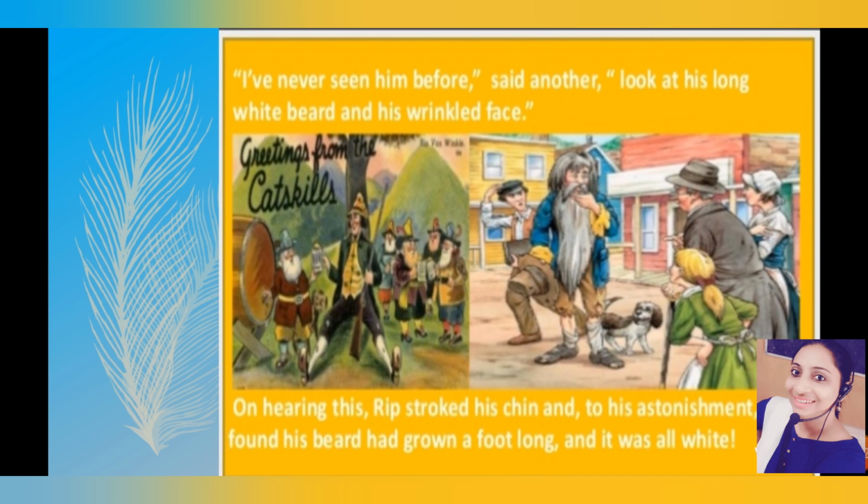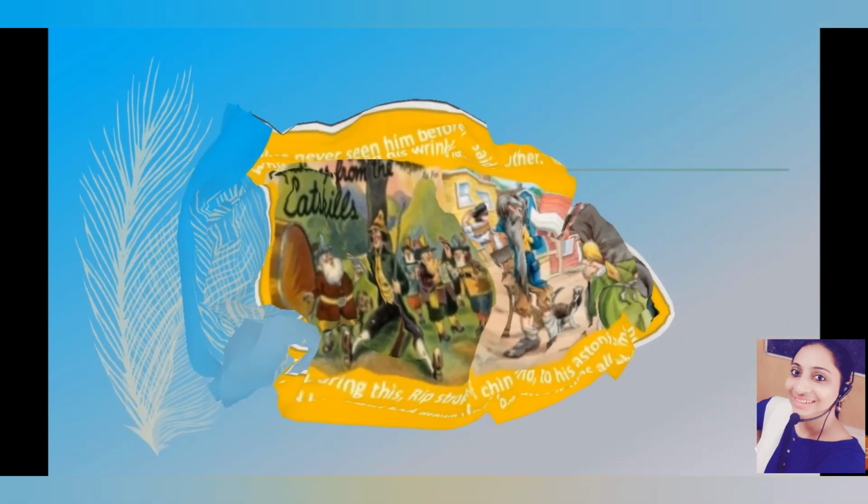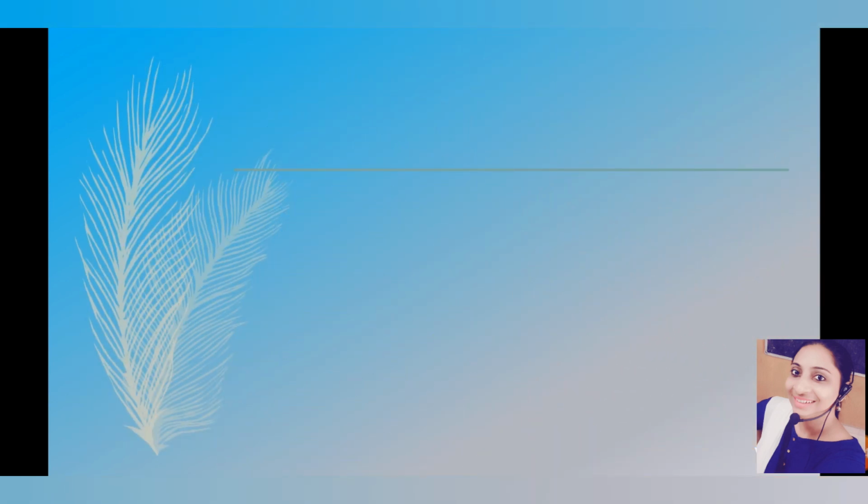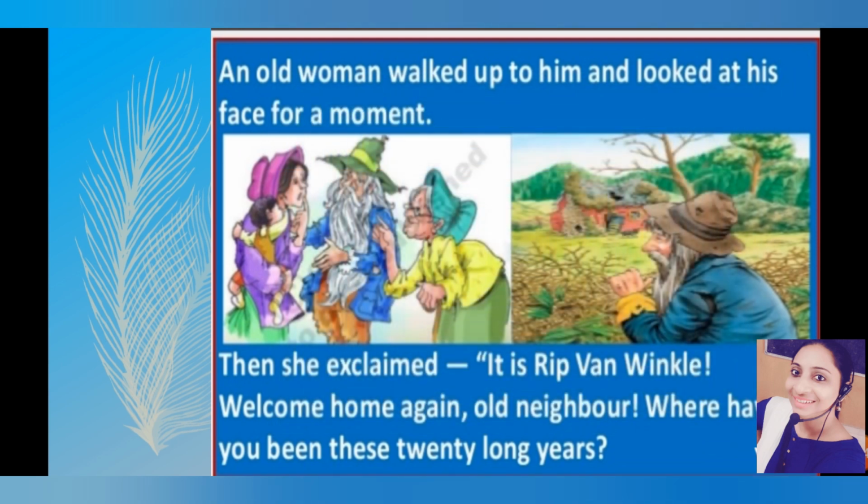When he heard about his beard, he touched his chin, and to his surprise, he found that his beard had grown a foot long, and it was all white in color. He was very surprised to find his long beard.